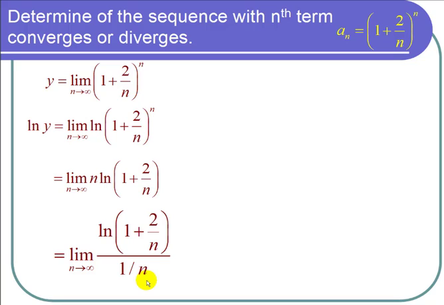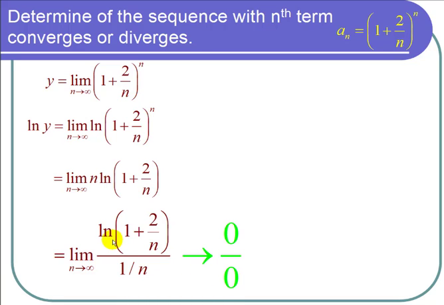And now I can check to see if I can apply L'Hopital's rule by plugging in n equals infinity. 2 over infinity is 0. 1 plus 0 is 1. And natural log of 1 is 0. And of course, 1 over infinity is also 0. So indeed, I do approach 0 divided by 0, and I can invoke L'Hopital's rule.